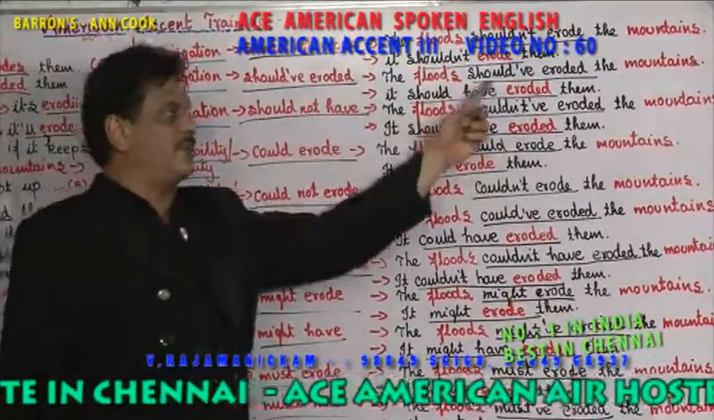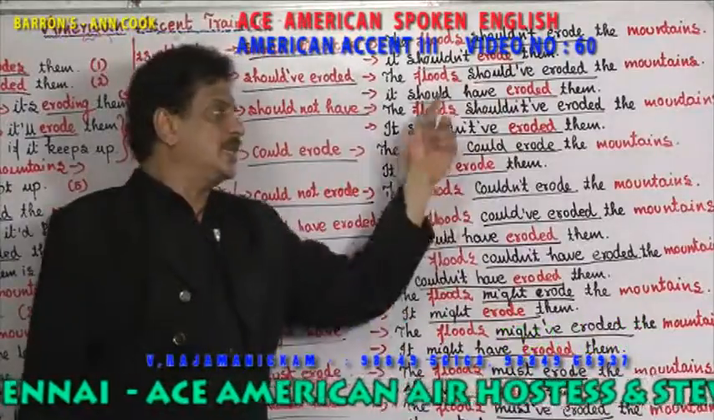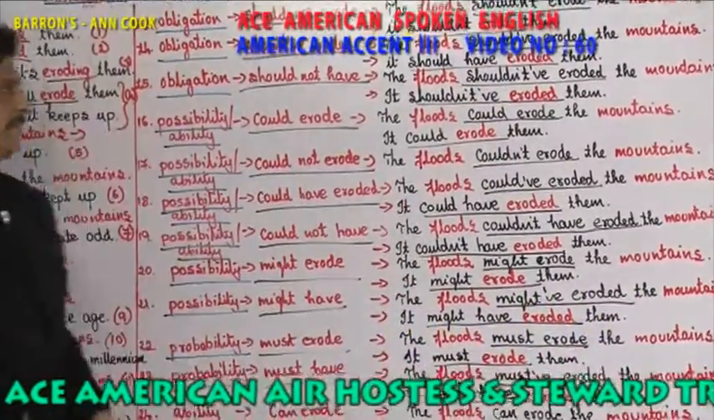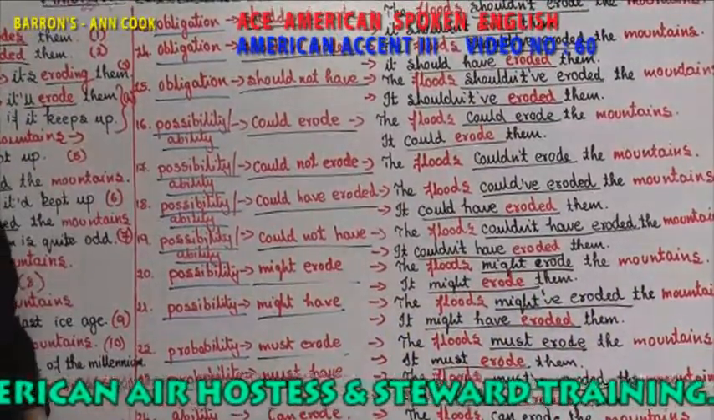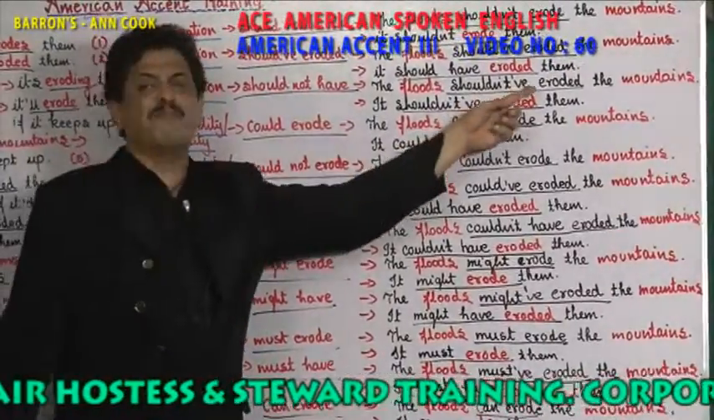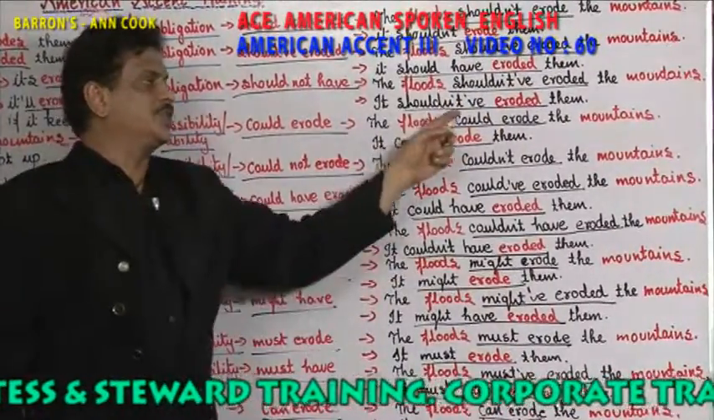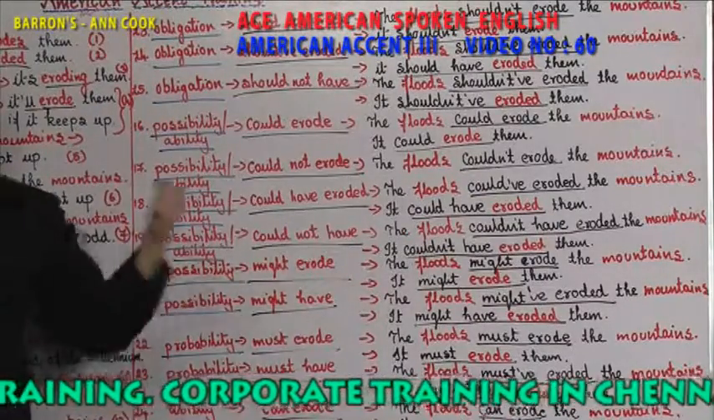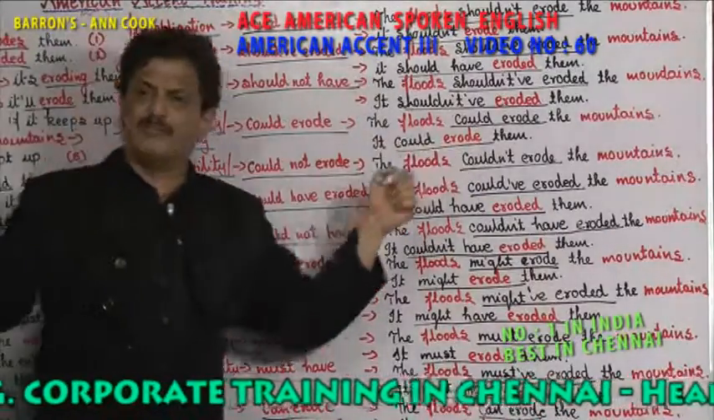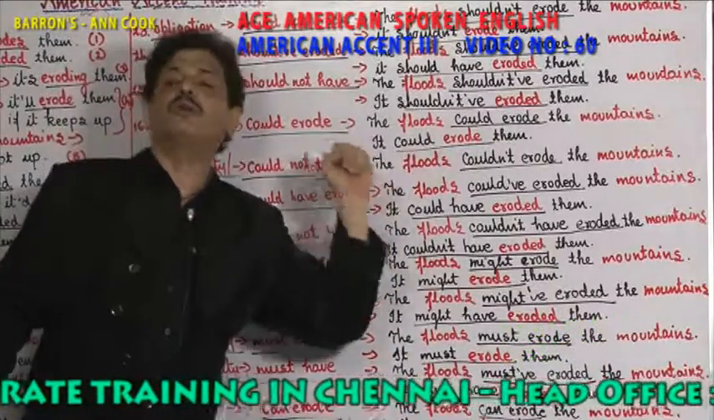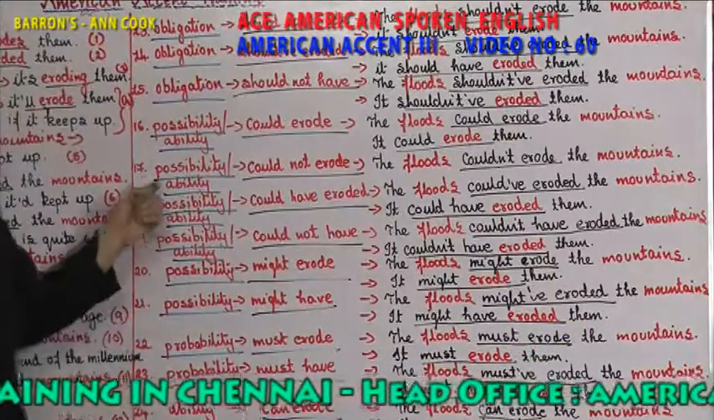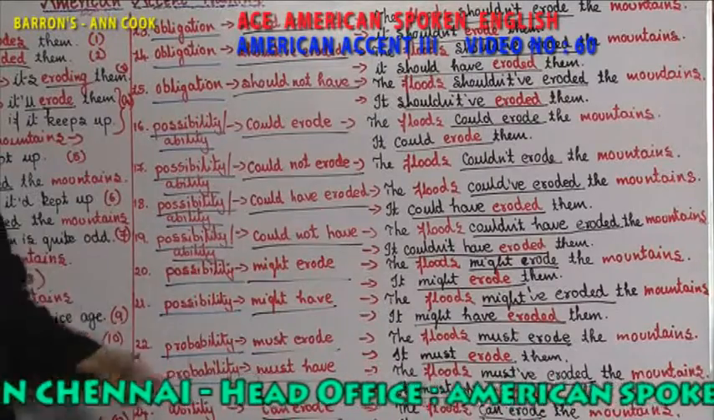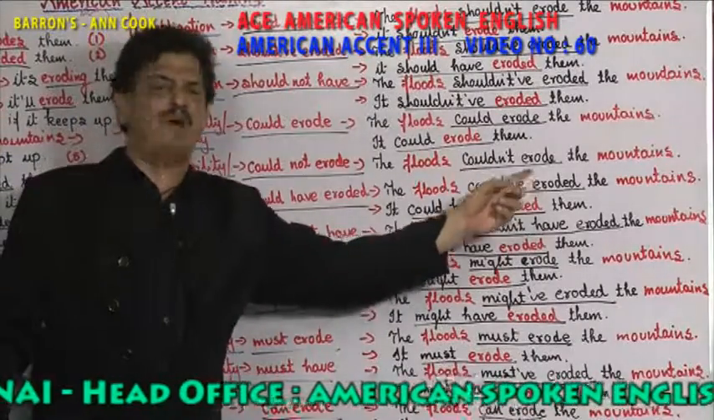The floods should have eroded the mountains. It should have eroded them. Now we are coming to obligation: shouldn't have. The floods shouldn't have eroded the mountains. It shouldn't have eroded them. Possibility and ability: could erode. The floods could erode the mountains. It could erode them. And possibility and ability: couldn't erode. The floods couldn't erode the mountains.